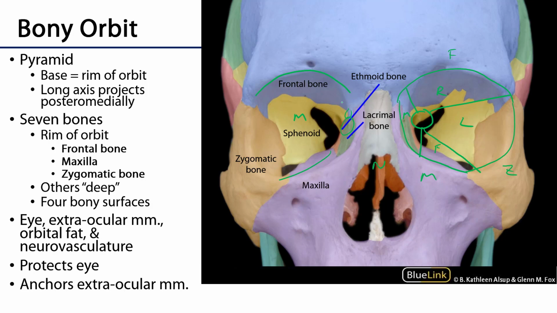We'll also have ophthalmic arteries and veins within the orbit, and we'll have a generous amount of orbital fat or adipose connective tissues, as well as other connective tissues which help to protect those contents. The bony orbit is an excellent place for those extraocular muscles to attach so that they may tug upon the eye or the superior eyelid.